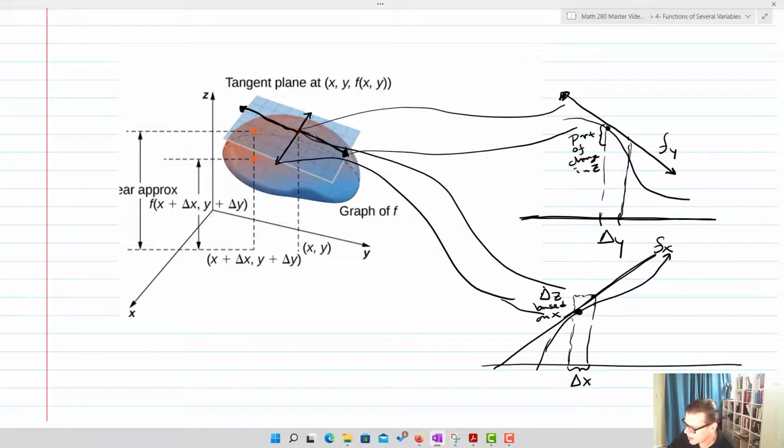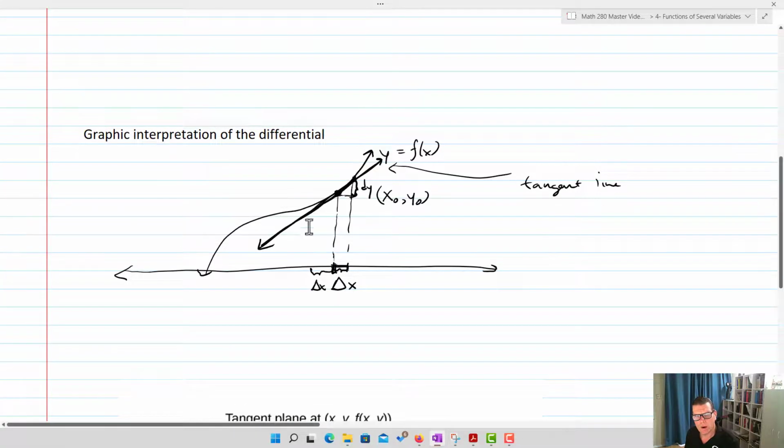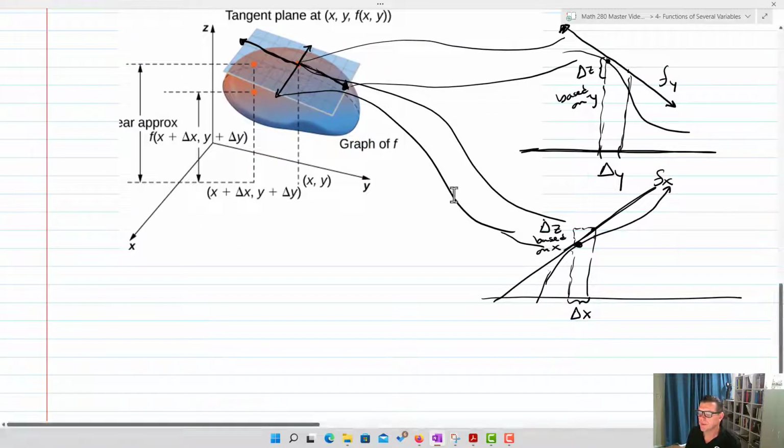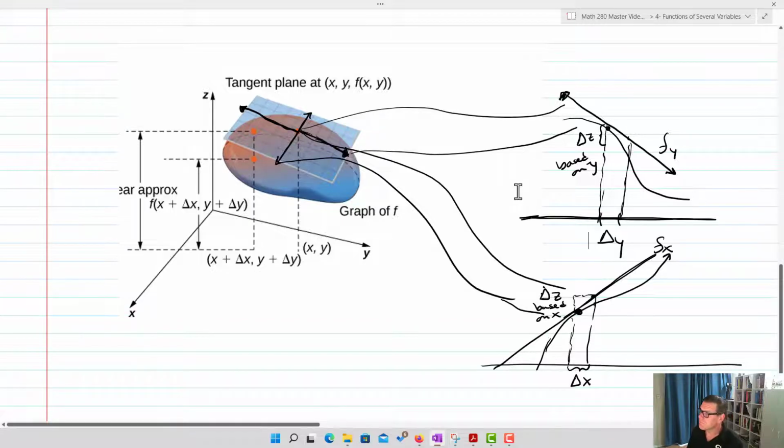You've got these two parts: delta z based on y, and delta z based on x. You put those two things together and you get dz. Basically we're doing the same thing we did with the differential for a single variable, but in the two different directions of the plane, our delta x and our delta y. So that's the concept. Don't worry too much about it. You have to think about it a little bit.